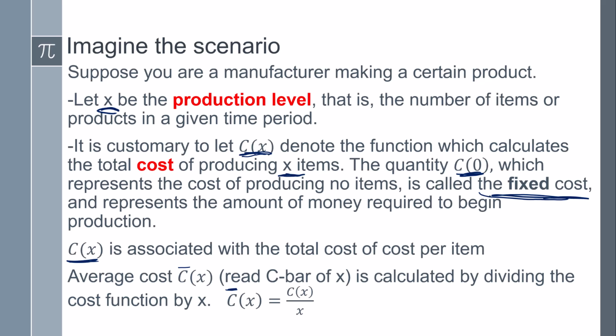Now, c of x is associated with the total cost, so that means we can find the average cost per item, which is c bar. I know it's not a typo. There's a bar over our c, so we call it c bar. It's the function where you take your cost function and divide it by whatever x is. So if I wanted to find c bar of 11, that's my cost function with 11 plugged in, divided by 11. That's going to be the average cost per item, instead of the total cost.